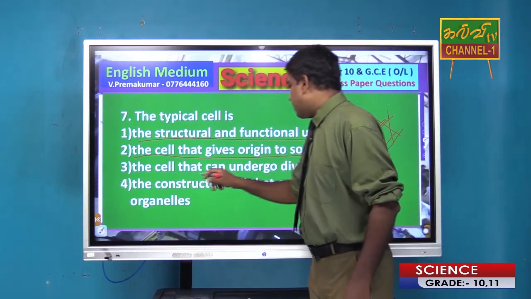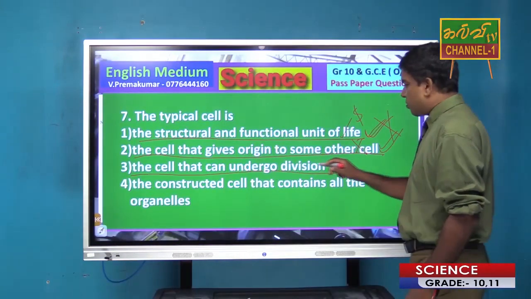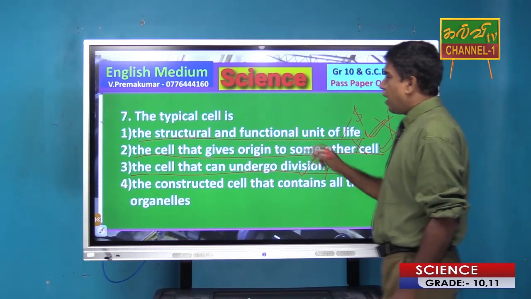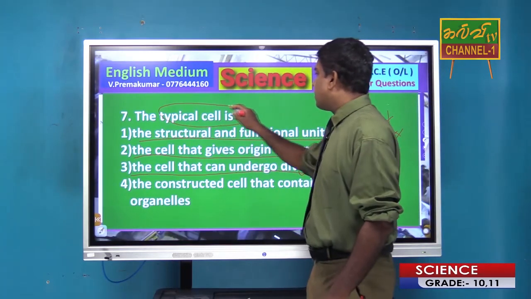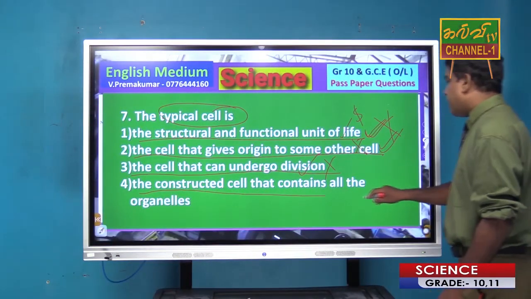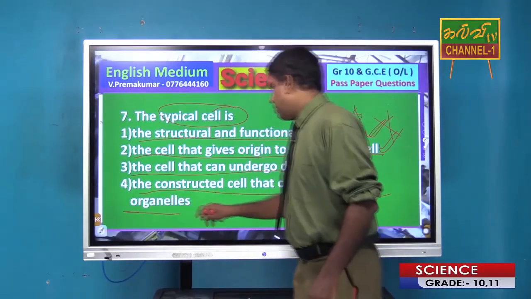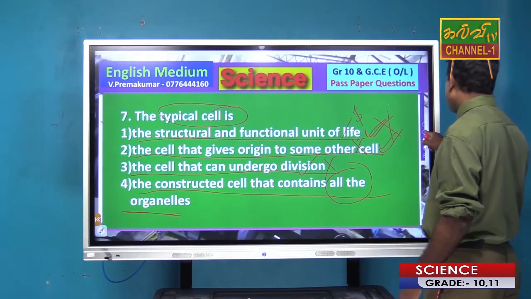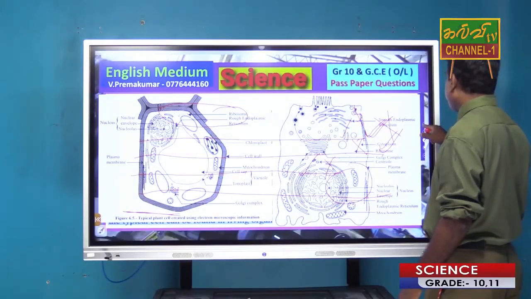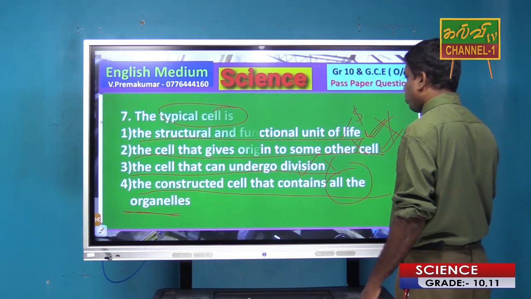The cell that can undergo division. Okay, this is also a correct statement, but not the answer for this question. Why? Our question is what is the model cell, the typical cell? That answer is the cell that contains all the organelles. Right? That means it contains all the organelles. So therefore, for our typical cell, the correct answer is the fourth answer.